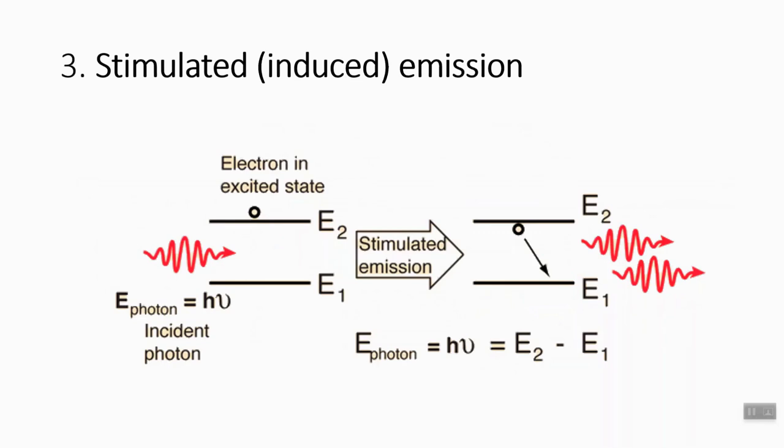Now, stimulated or induced emission. While in the excited state, if the atom is illuminated with an incoming photon having exactly the same energy as the transition, the atom may be stimulated by the incoming photon to return to the lower state and simultaneously emit a photon at that same transition energy. A single photon interacting with an excited atom can therefore result in two photons being emitted.